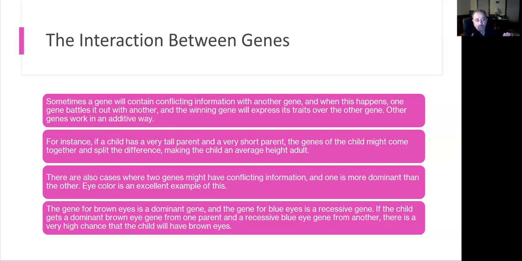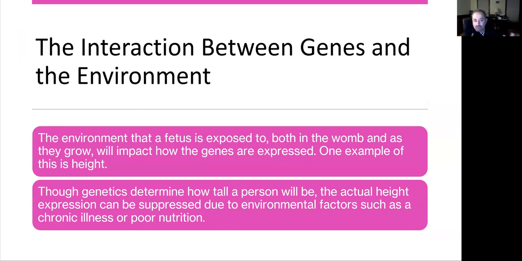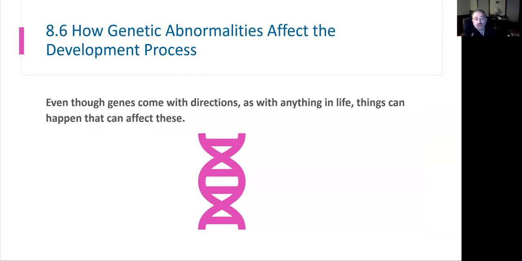So just quickly, we went over the interaction between the genes, and the interaction between the genes and the environment. Now let's look at how genetic abnormalities affect the development process. Even though genes come with directions, as with anything in life, things can go wrong. Things can happen that can affect these directions.